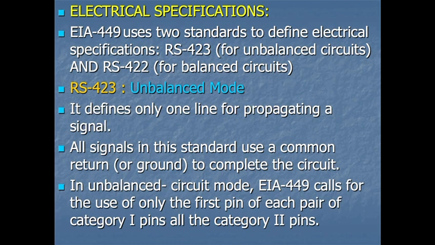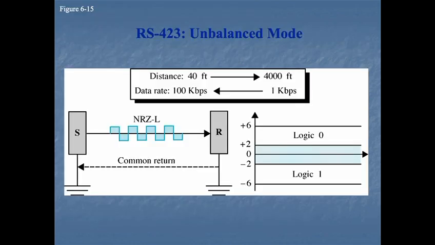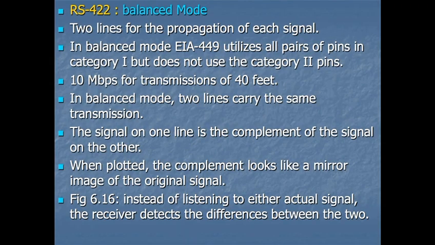In unbalanced circuit mode, EIA 449 calls for the use of only the first pin of each pair of category I pins, and all the category II pins. RS 422, balanced mode. Two lines for the propagation of each signal. In balanced mode, EIA 449 utilizes all pairs of pins in category I but does not use the category II pins. 10 megabits per second for transmissions of 40 feet.